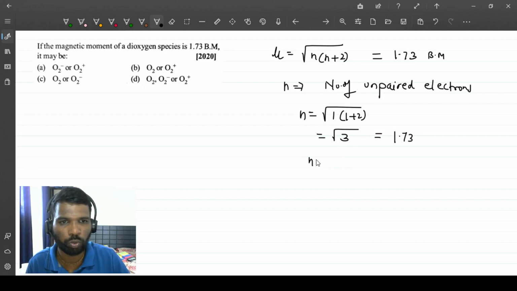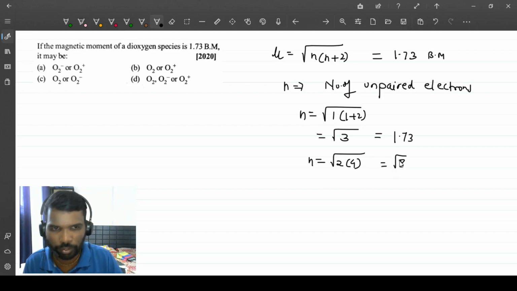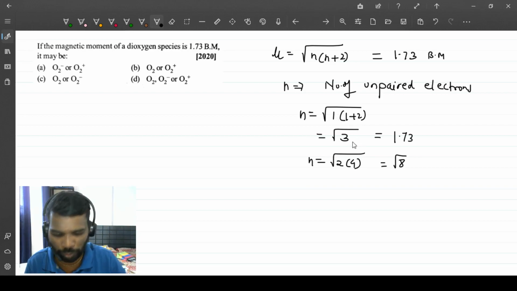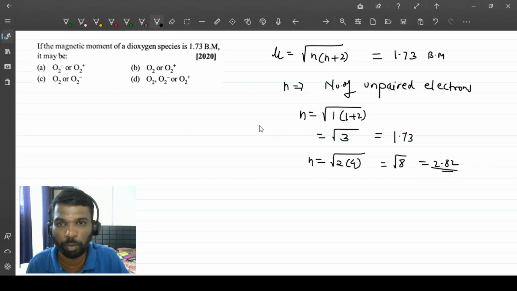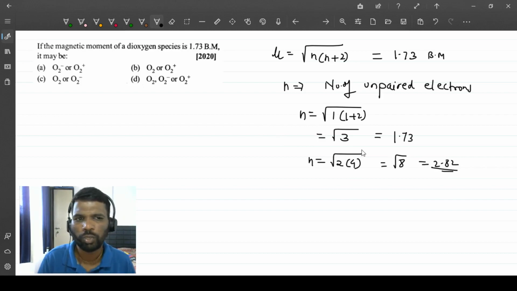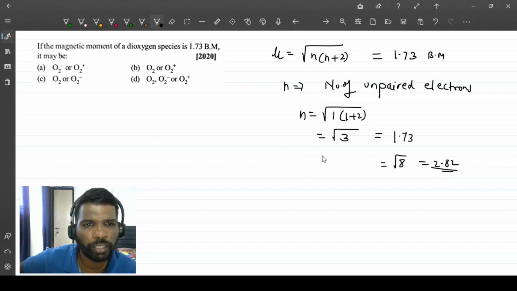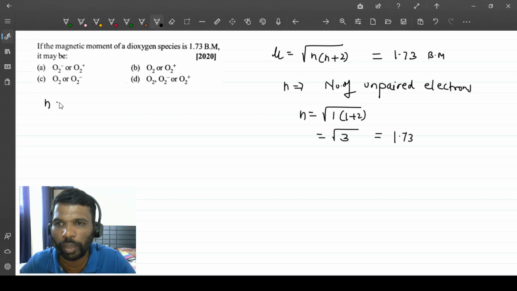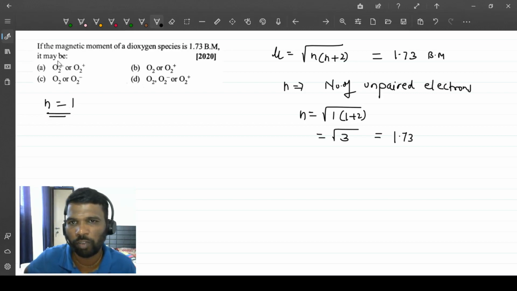If n is equal to 2, just imagine this, then it will be square root of 2 into 2 plus 2, that is square root of 8, so it will be 2.82. If the Bohr magneton value is 2.82, then the number of unpaired electrons should be 2. They have given 1.73, so when it is 1.73 we should have one unpaired electron, that is n is equal to 1.